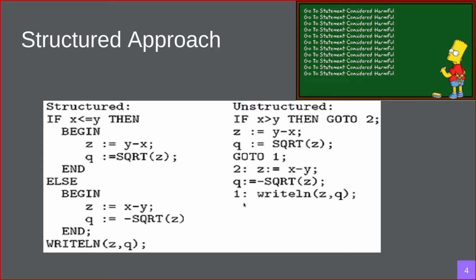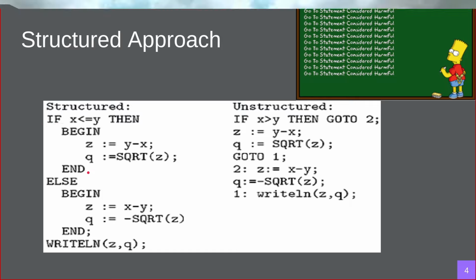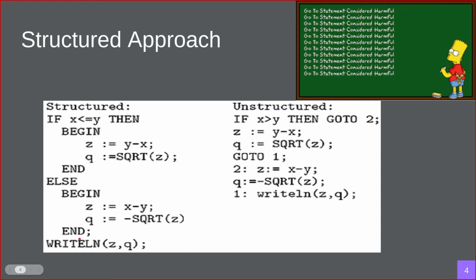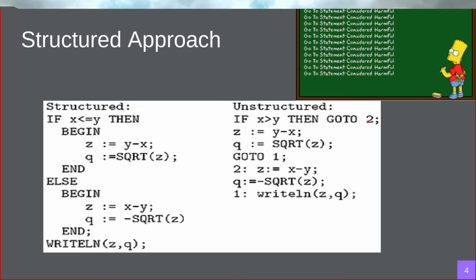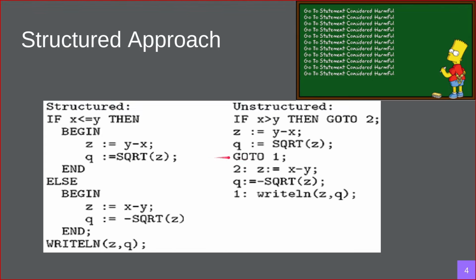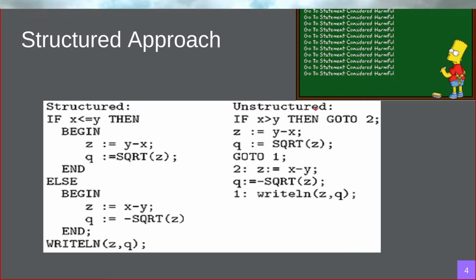So here's an example of structured programming, which is what we use. Okay, and we have these if statements, and then we have loops and things like that. And the unstructured approach just involves, we have an if, and then we say go to 2, and then there will be some line 2, and then we could say go to 1, and then we'll jump back to 1. So this is the unstructured approach.